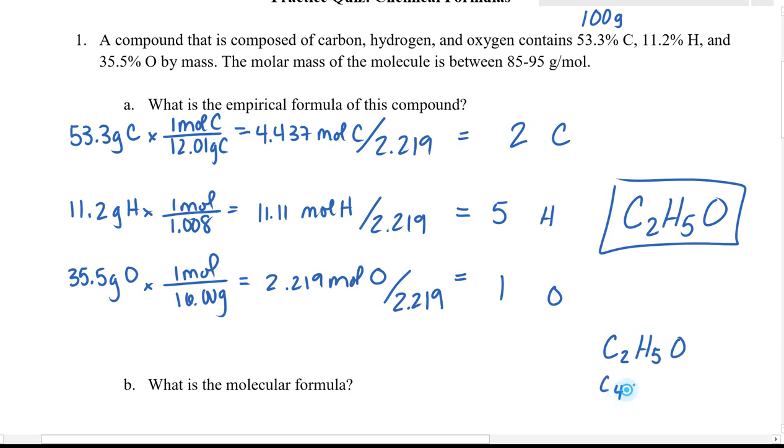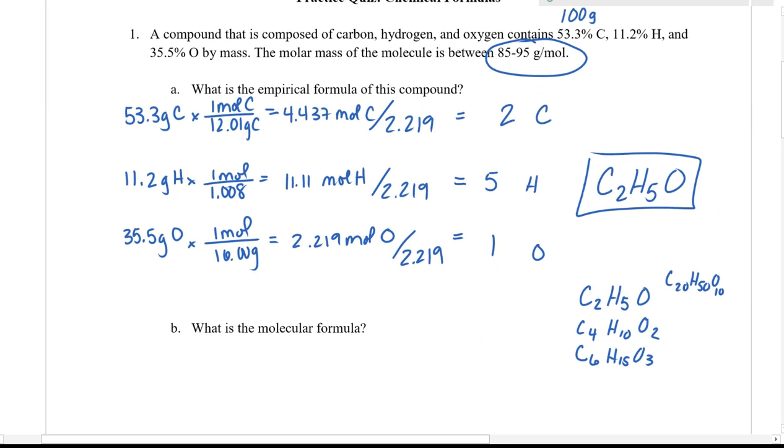It could be double that. It could be C4H10O2. It could be triple. What would that be? C6H15O3. It could be C20H50O10. It just has to be something that matches this ratio right here. And so we don't really know at this point what the molecular formula is unless we're given some information like this right here. So we're given the molar mass.